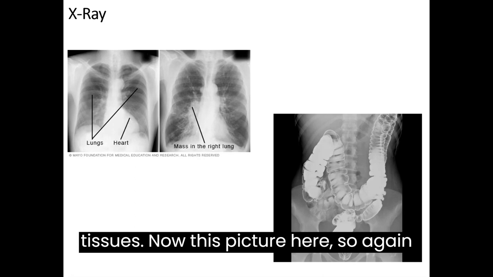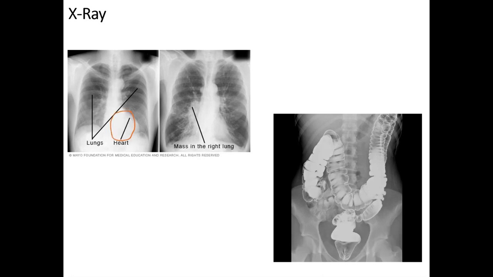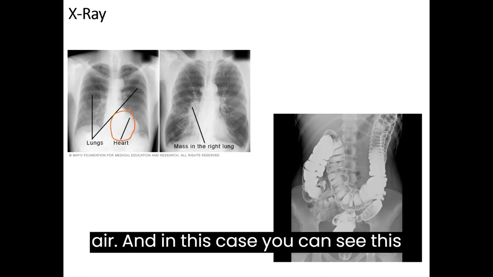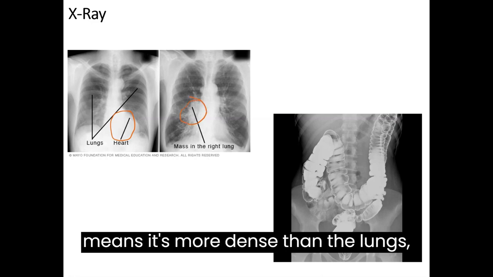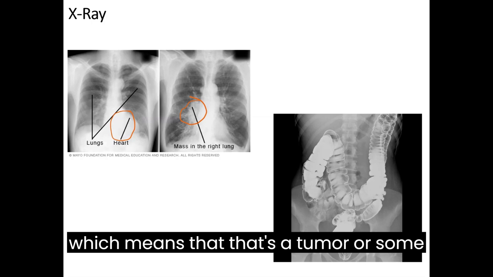Now, in this picture here, again, you can see the heart is a little more dense. You can see the lungs are full of air. And in this case, you can see this little white area where it's more dense than the lungs, which means that that's a tumor or some sort of mass.